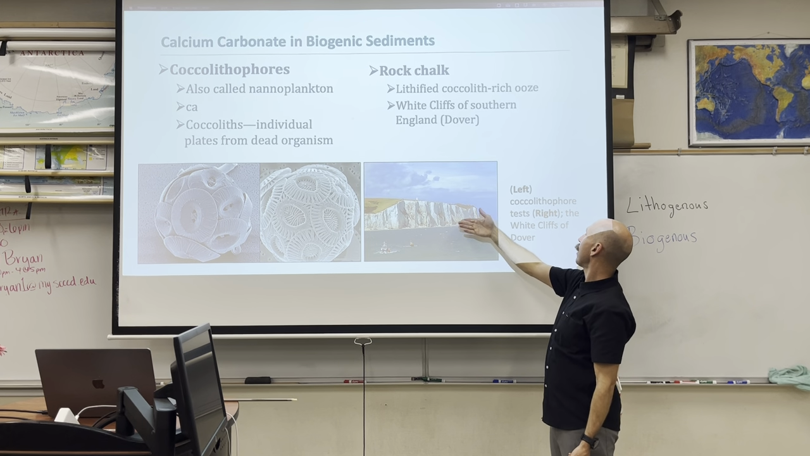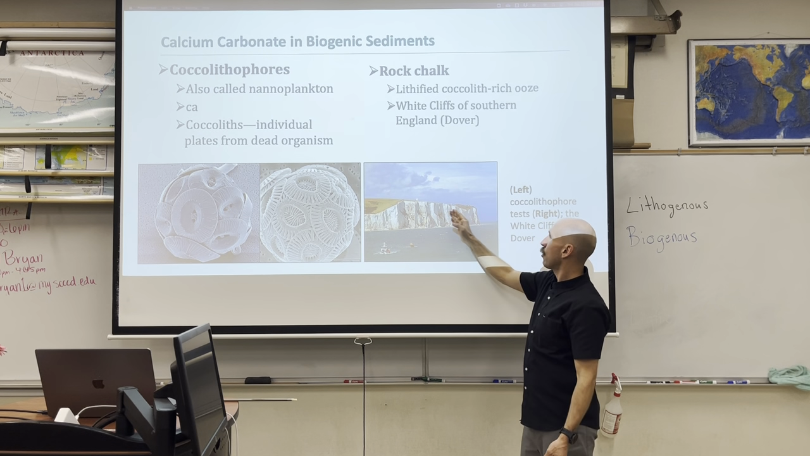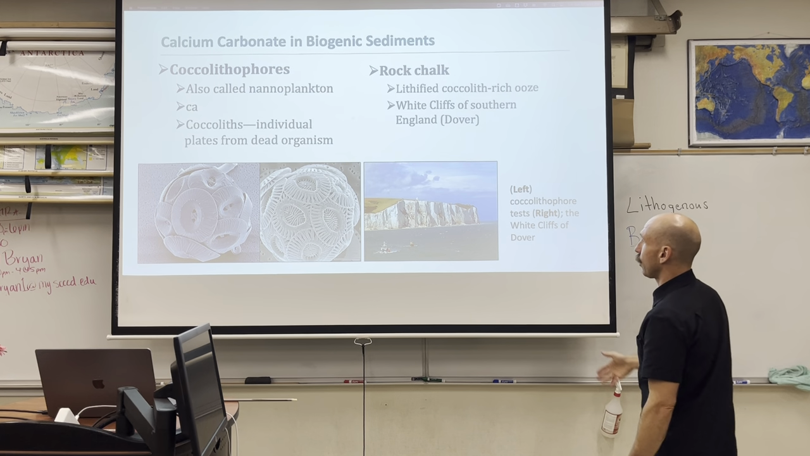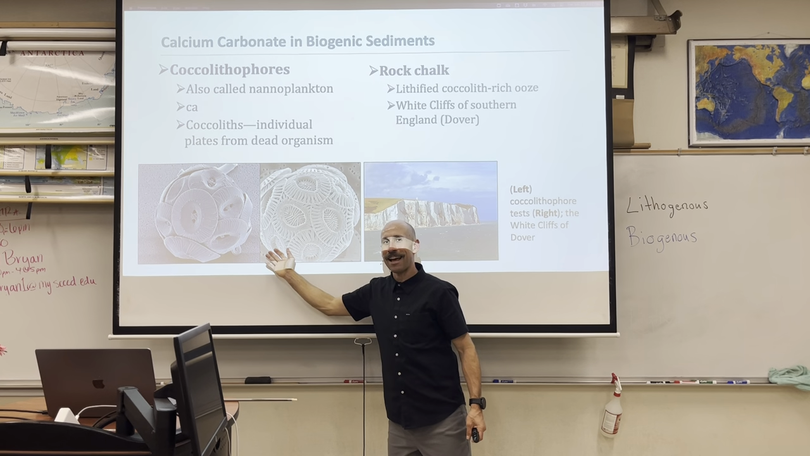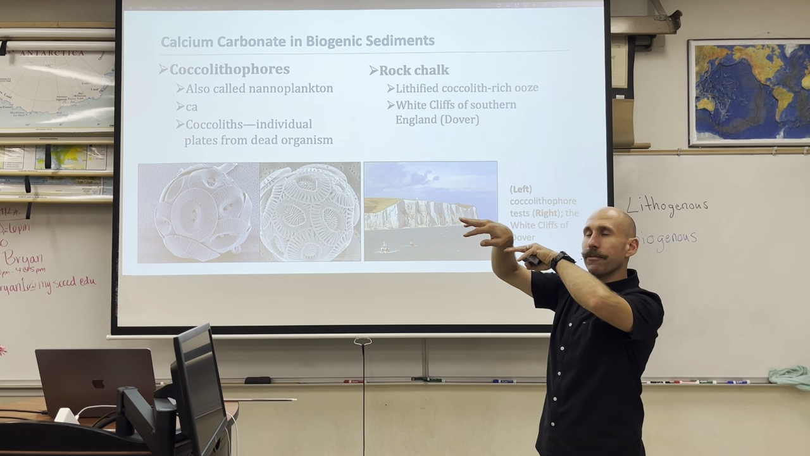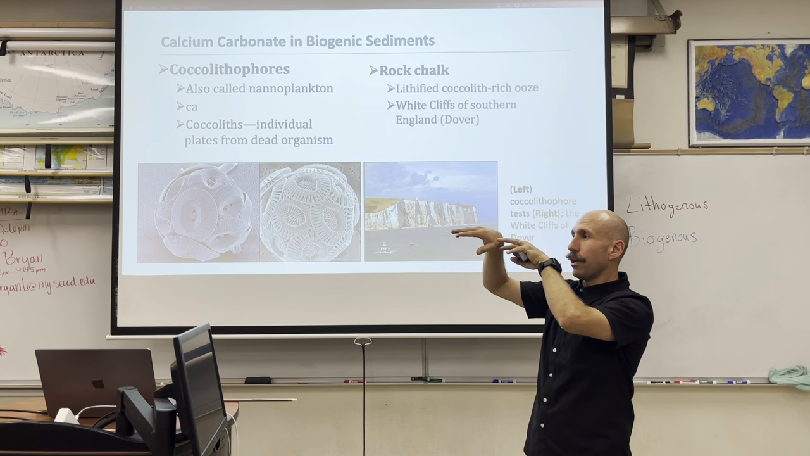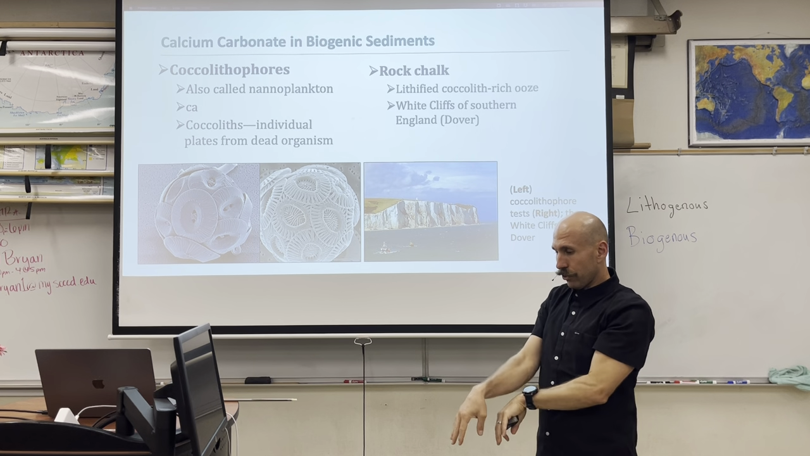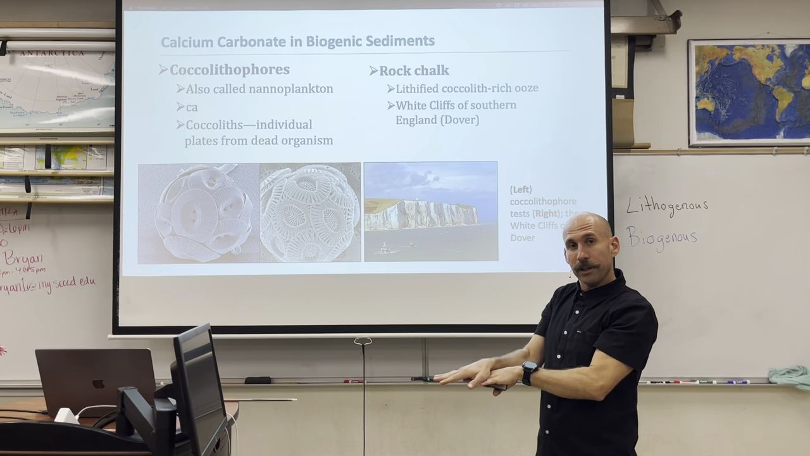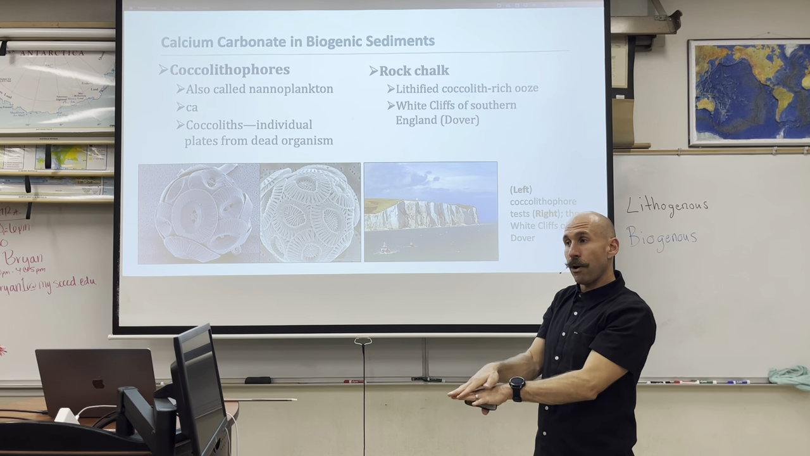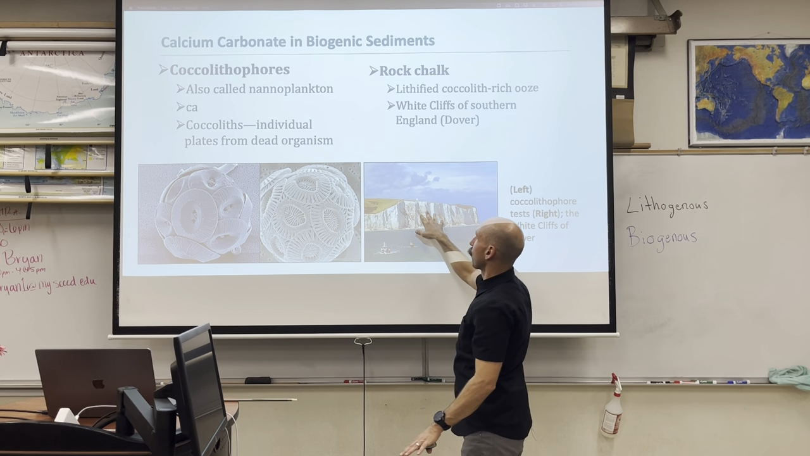And these are the famous white cliffs of Dover. Right here along the coastline, it is a huge outcrop of rock chalk that was produced from once living organisms. They're not alive anymore. Coccolithophores. So, goes like this. Coccolithophores are living, doing their thing, reproducing, and then they die. As they're reproducing, they form shells of calcium carbonate. Those shells rain down to the bottom of the ocean, where it accumulates to form a calcareous ooze. That calcareous ooze over time lithifies to form a sedimentary rock. That sedimentary rock, since it's composed of coccolithophores, turns out to be rock chalk.